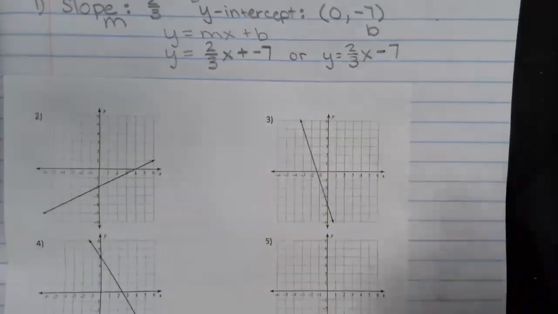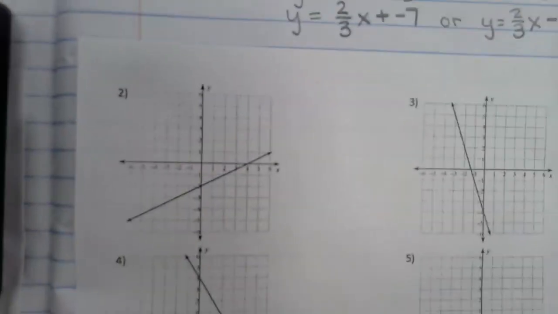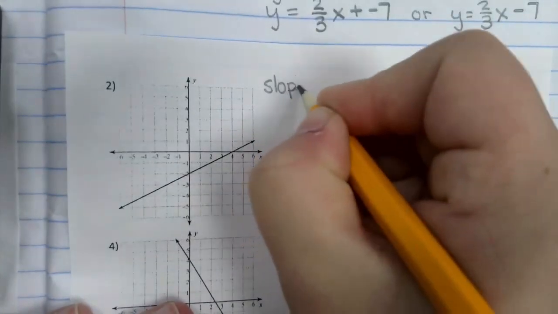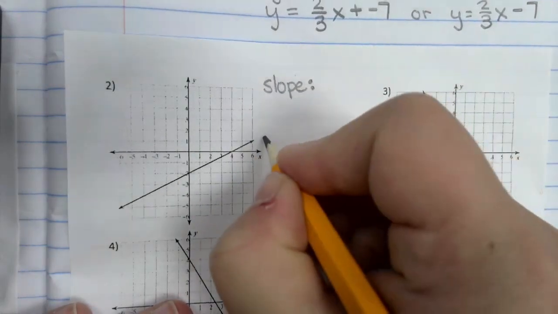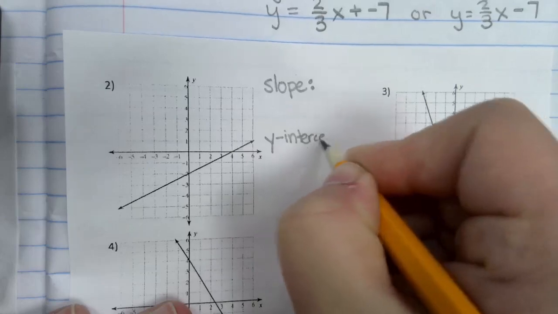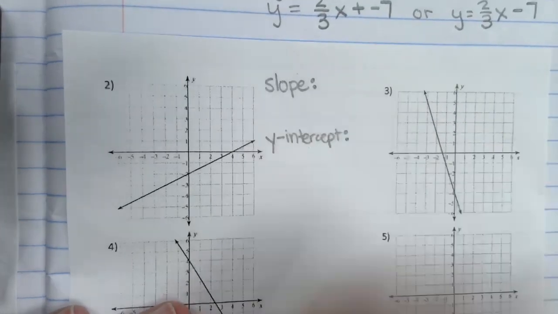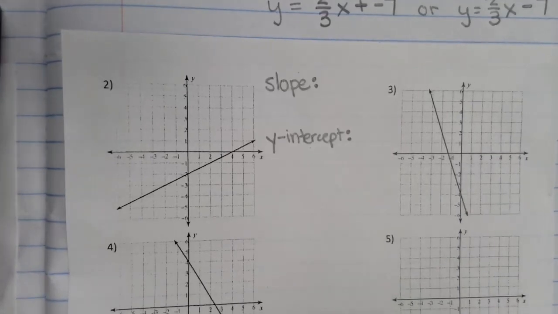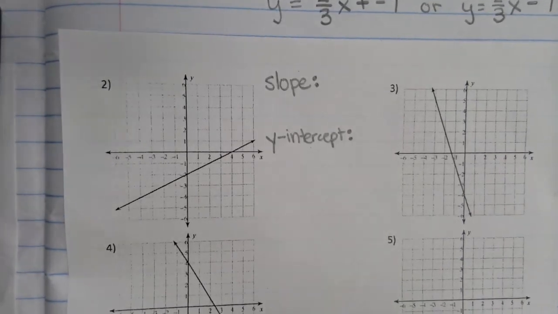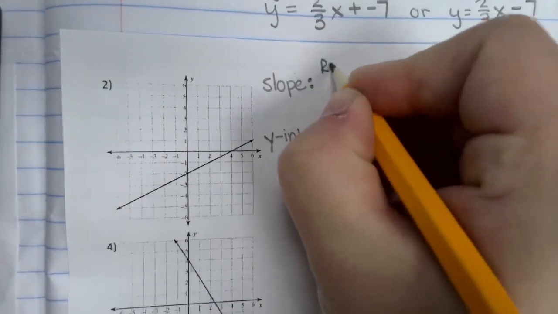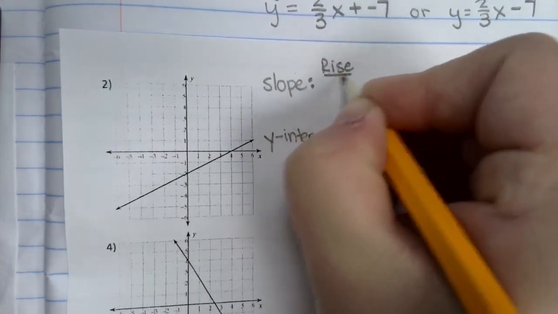Alright, here we go. Number 2. For number 2, to write that equation, what 2 things do we need to know? The slope and the y-intercept. So for slope, we need to do rise over run on a graph.